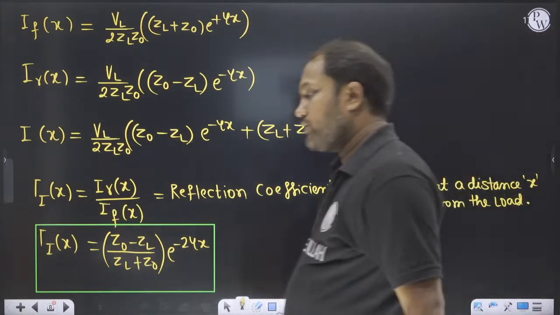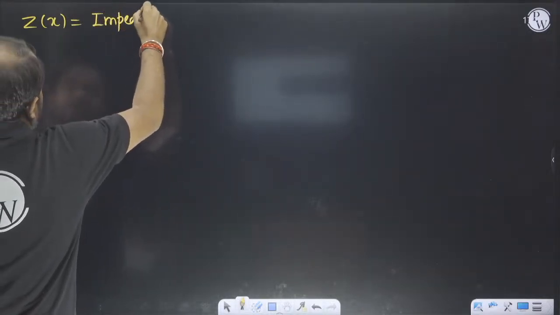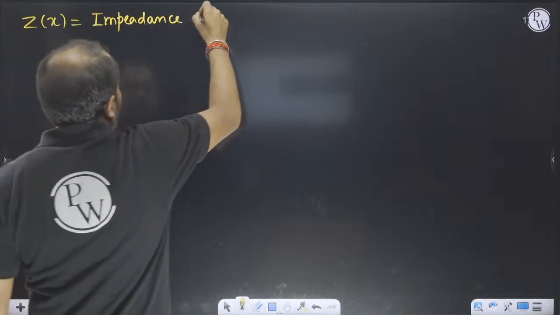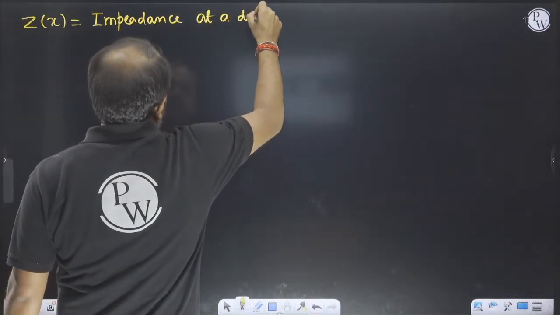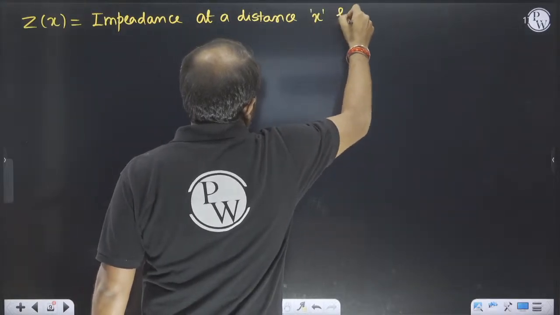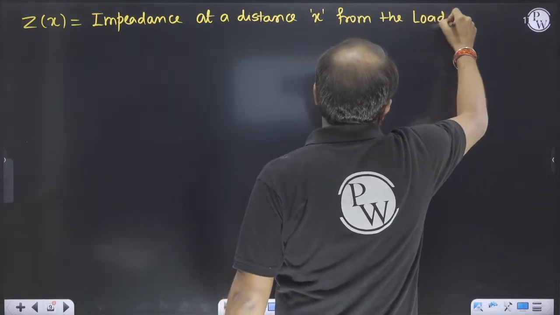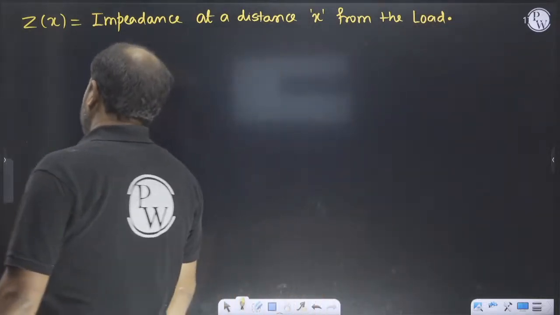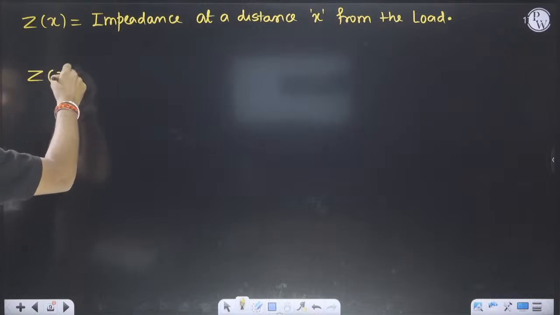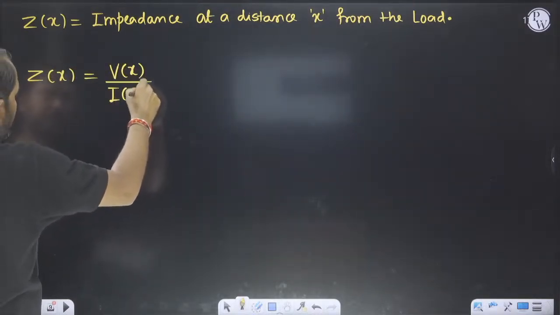Then we are going to discuss what? Impedance, Zx, impedance at a distance x from the load. This is the thing. So impedance, how will we calculate? We will calculate it as steady state voltage Vx upon steady state current Ix.